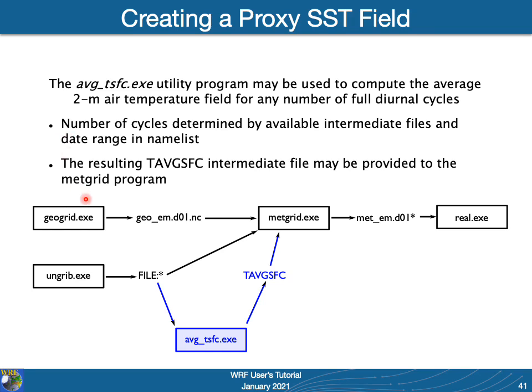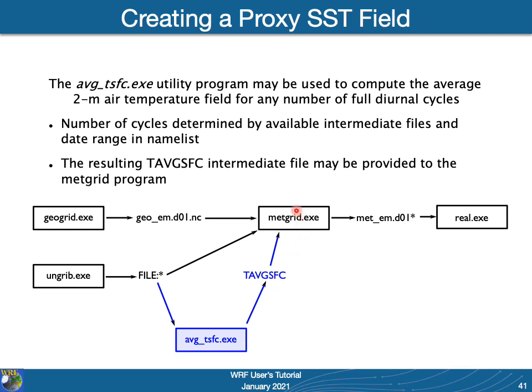So to illustrate the entire process then, after running the GeoGrid program, we get these geo_em.d01, d02, d03 files, each of which has a land category dataset that has a separate lake category. After having run the ungrib program, we get a set of intermediate files which presumably have a 2-meter air temperature field in them, and once we have this set of intermediate files, we can run this average_tsurface utility to produce a new intermediate file that's called TAVGSFC, and that contains a field called TAVGSFC.